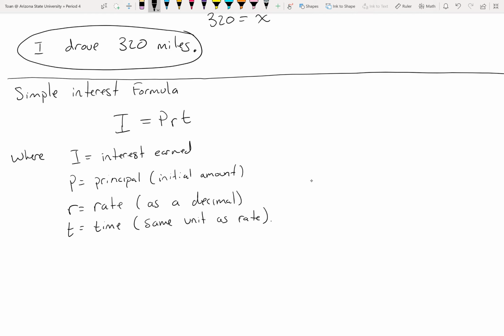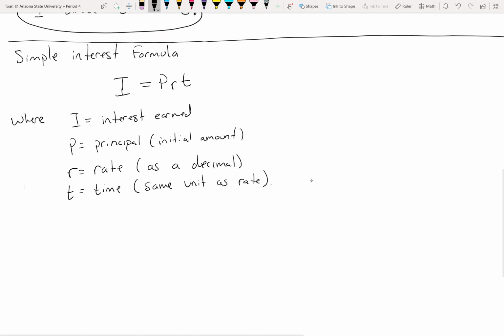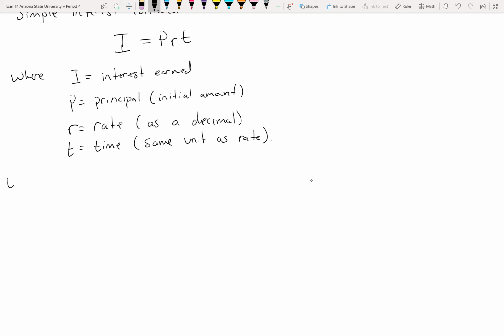Okay. So anytime you have a simple interest problem, it's most likely going to be this formula. For example, we are in fantasy land now, so you inherit $100,000.